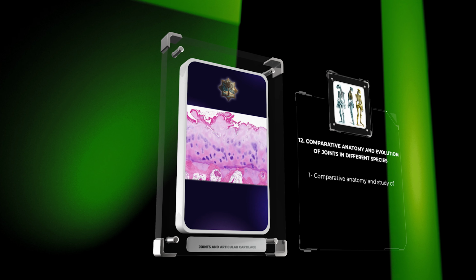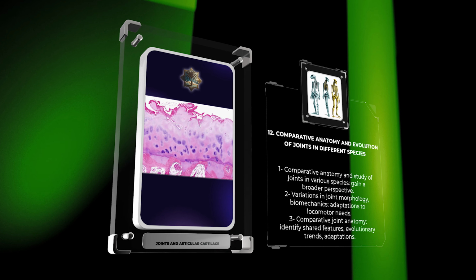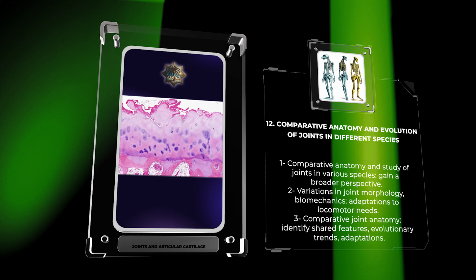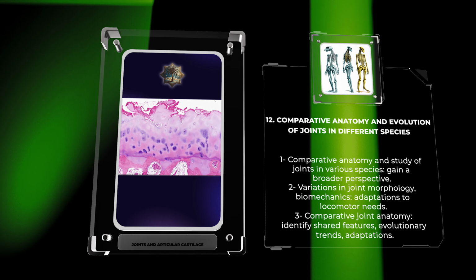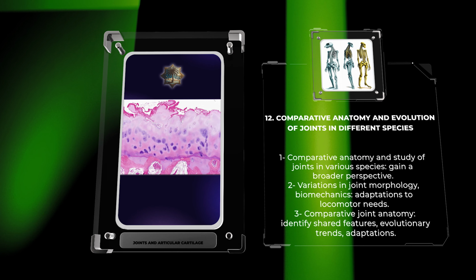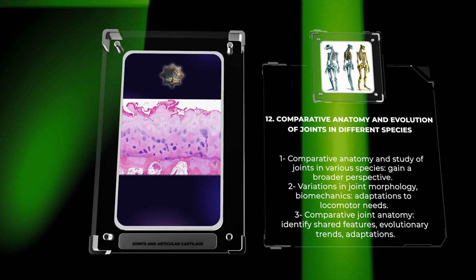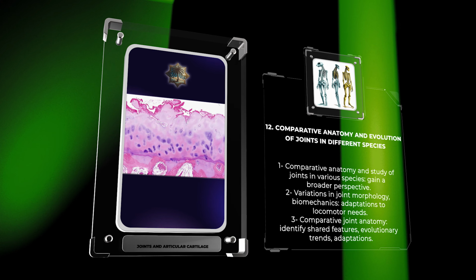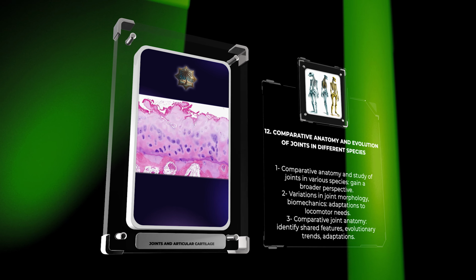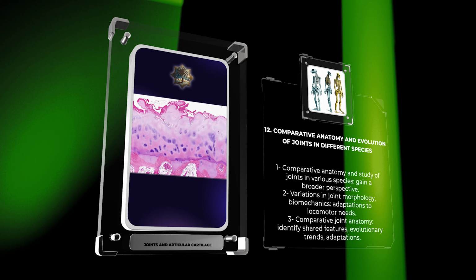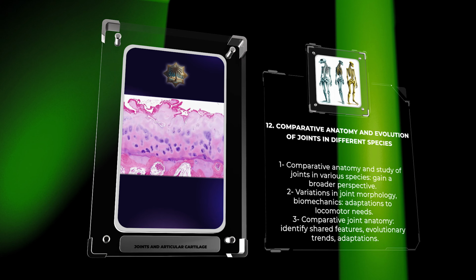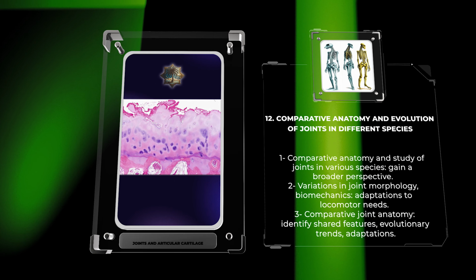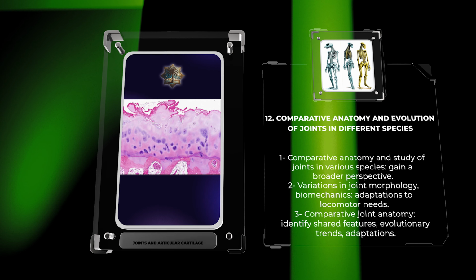Comparative anatomy and the study of joints in various species enable us to gain a broader perspective on joint structure and function. Different species exhibit variations in joint morphology and biomechanics to adapt to their specific locomotor needs. For example, in weight-bearing large mammals like elephants and giraffes, their joints have evolved to withstand substantial forces. The study of comparative joint anatomy helps us identify shared features, evolutionary trends, and potential adaptations to different environmental and mechanical demands. These insights can contribute to the development of innovative solutions for joint-related disorders in humans.